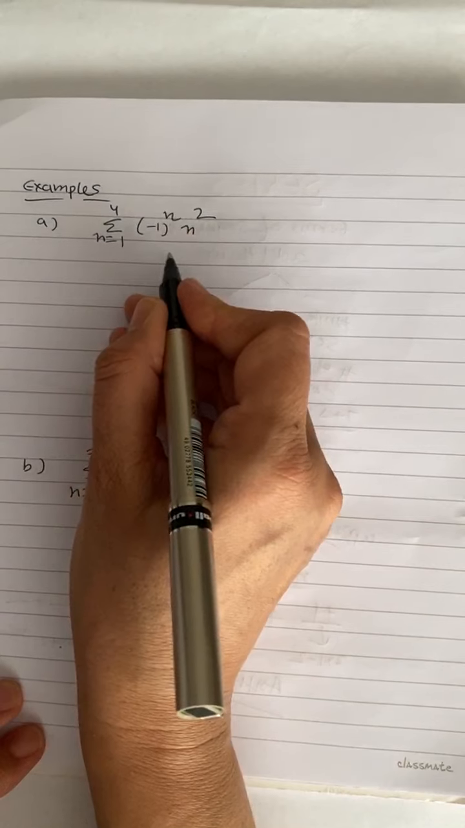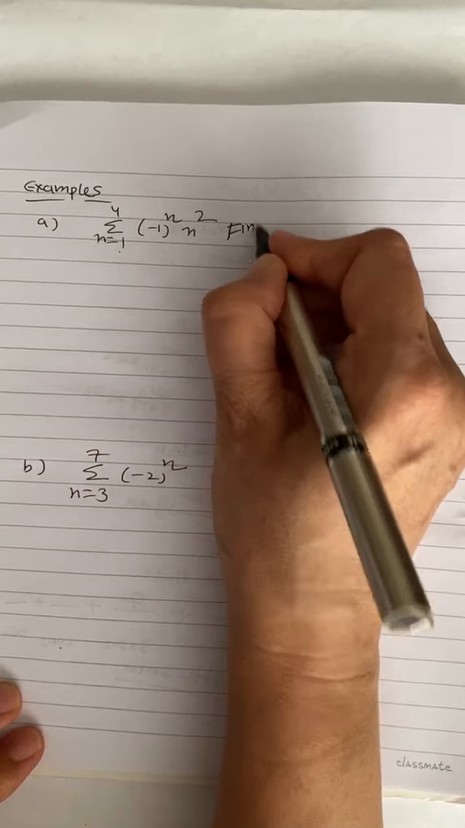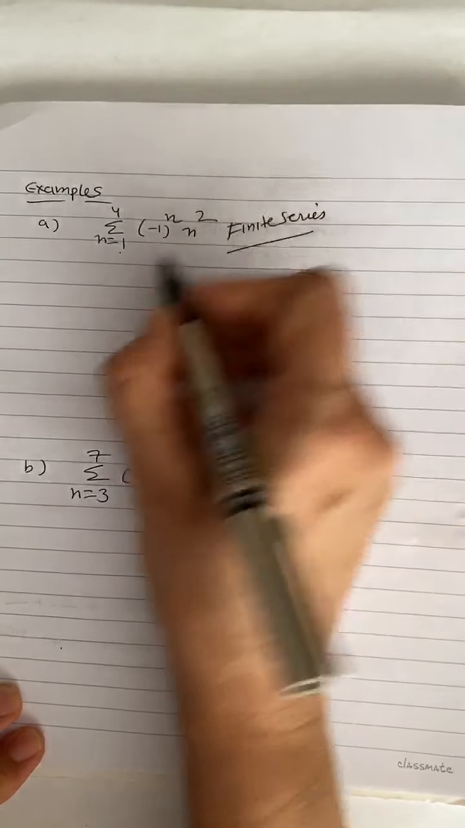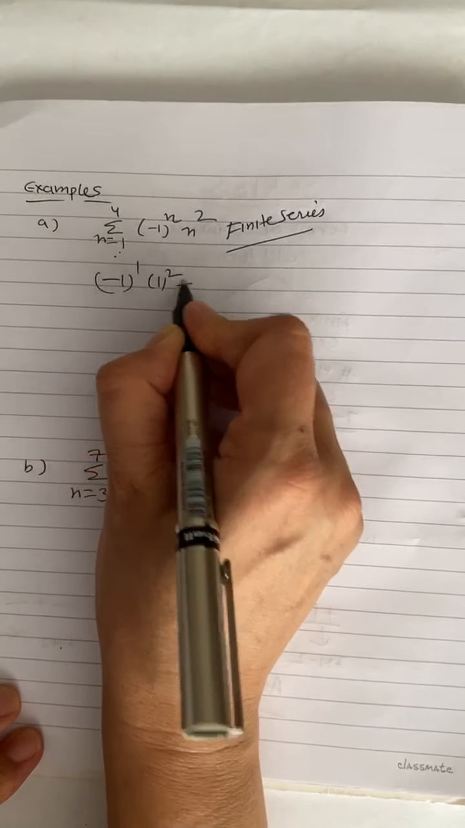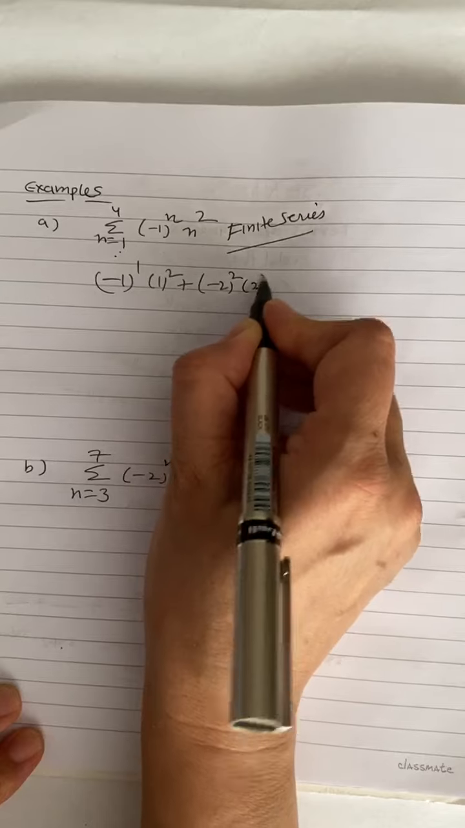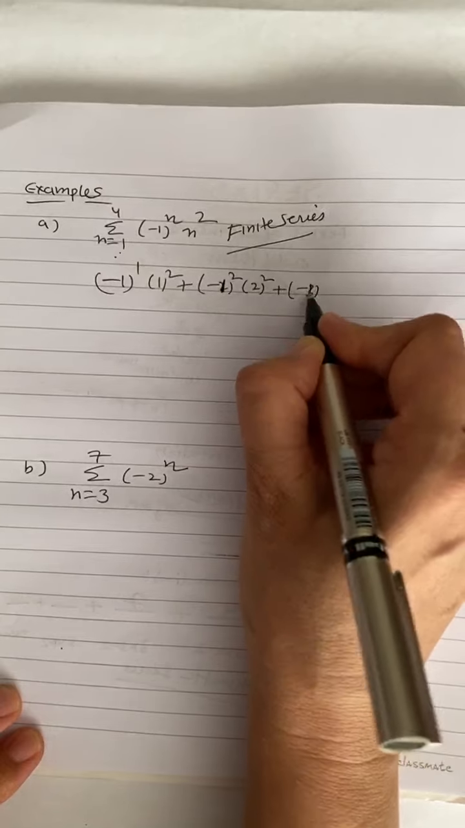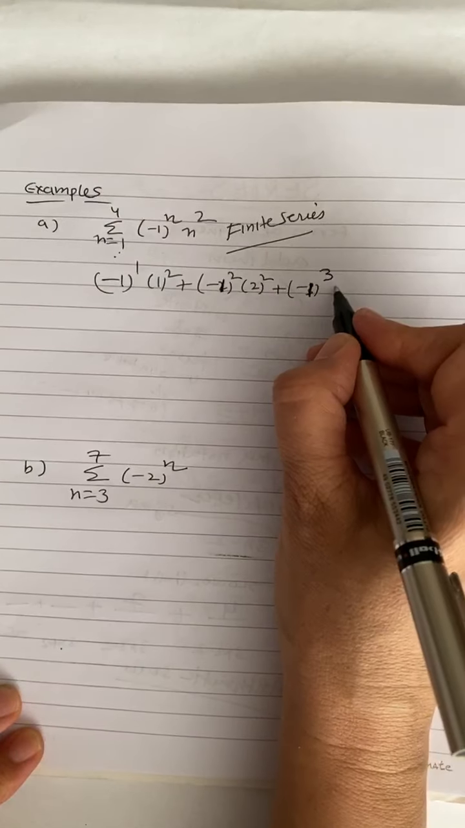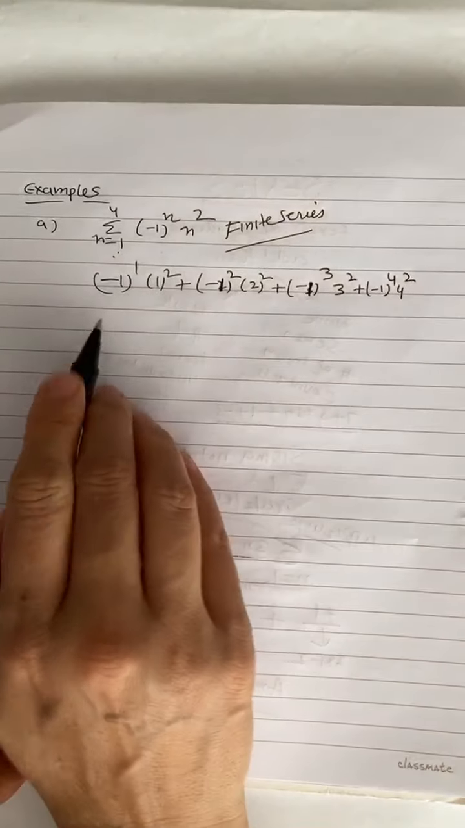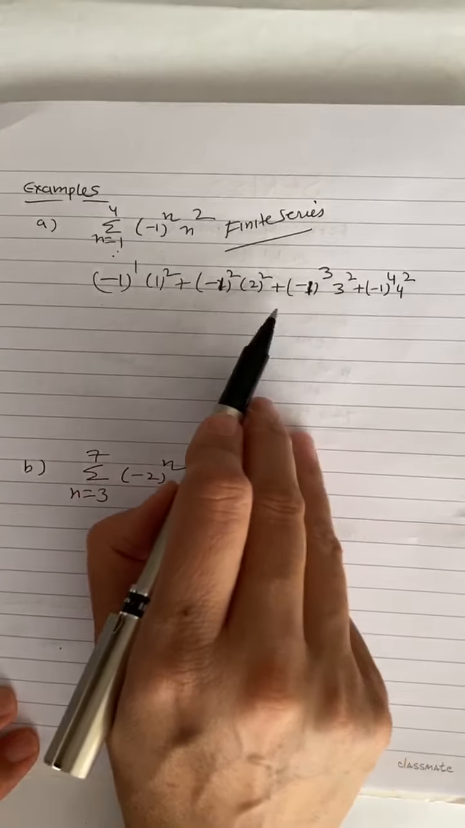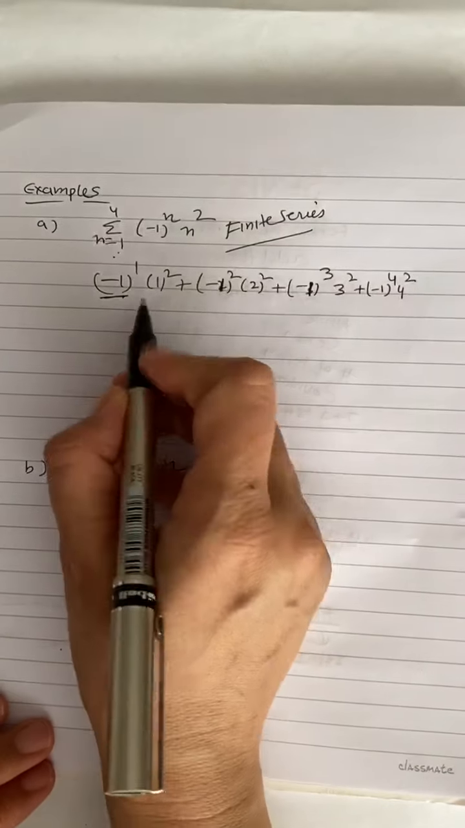So you start with n is equal to 1. It's a finite series again. You substitute -1 to the power of 1, 1 square, -1 to the power of 2, 2 square. Sorry, this is -1 to the power of 3 because n is changing only. So 3 square plus -1 to the power of 4 and then 4 square. There are only 4 terms and it's a finite series. Here the -1 power means one term will be negative, one positive, and so on. So this is 1.